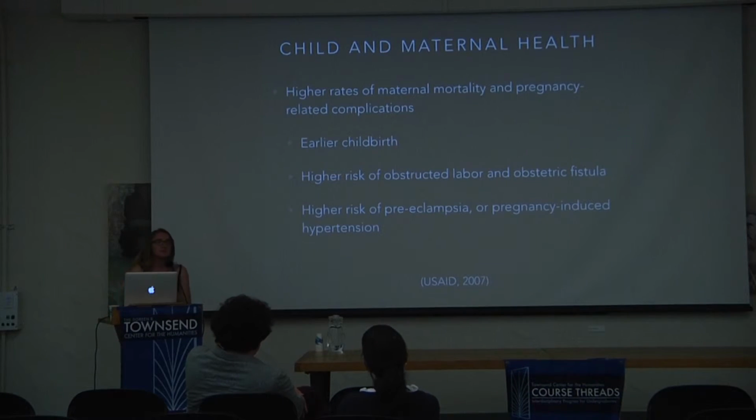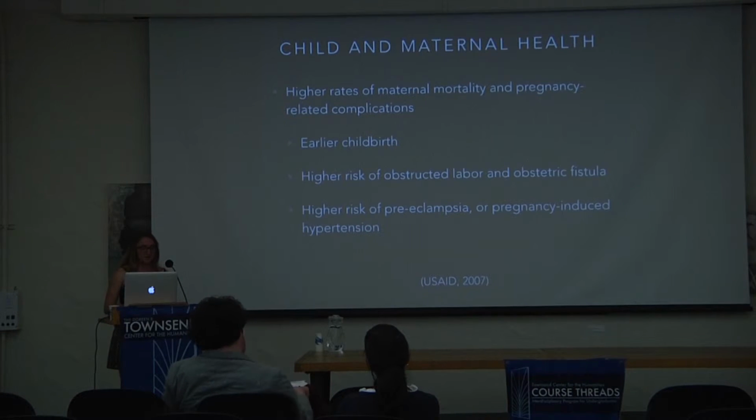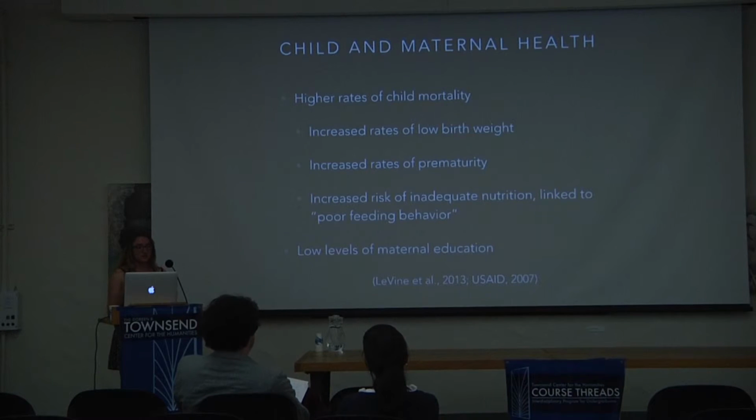And that's why we decided to look at Yemen. The first thing we did was say, okay, what are the public health aspects that we need to look at? What are the health concerns? We see higher rates of maternal mortality in pregnancy, earlier childbirth, obstructed labor, obstetric fistula, preeclampsia. And if we look at the concerns for the child, we also have high rates of child mortality, low birth rate, prematurity, nutrition issues, low levels of maternal education.